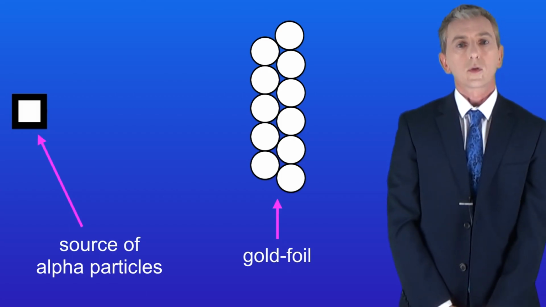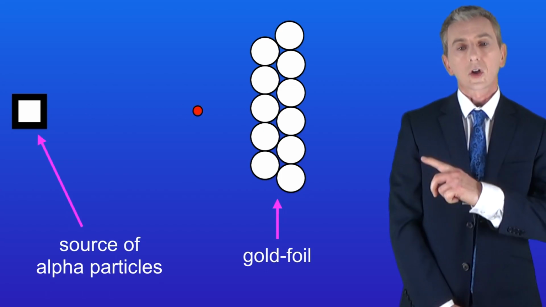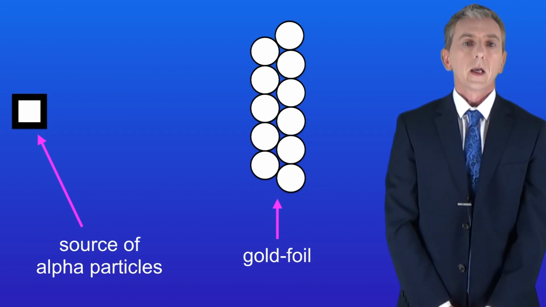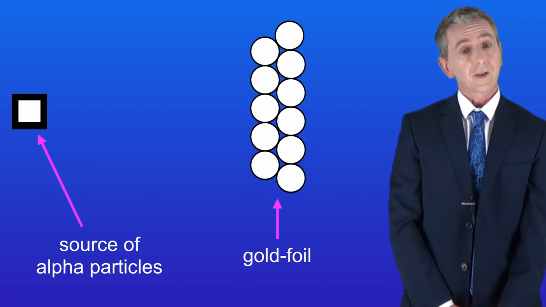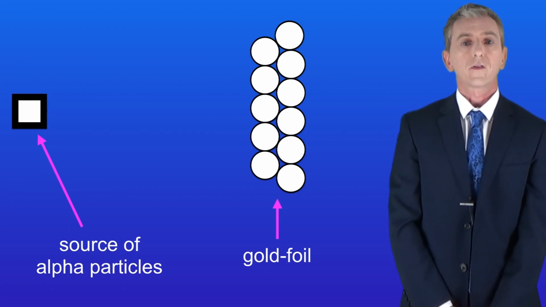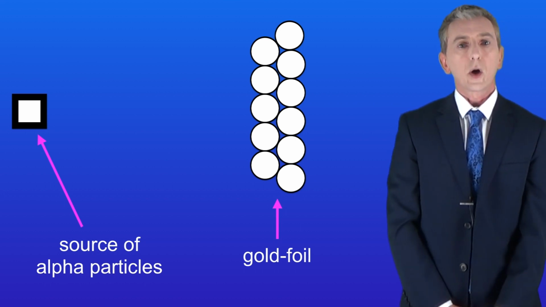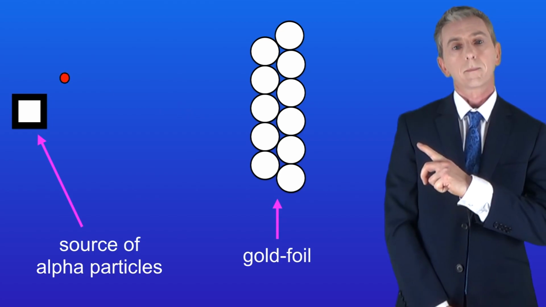The first thing they noticed was that most of the alpha particles simply passed straight through the gold foil without changing direction, just like this. Sometimes though, an alpha particle was deflected. In other words, it changed its direction as it passes through the gold foil, like this. And sometimes an alpha particle simply bounced straight back off the gold foil, like this.